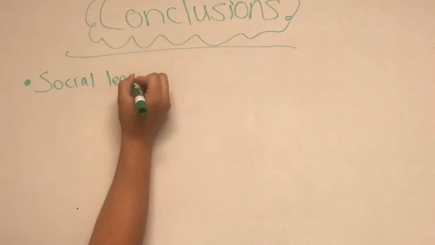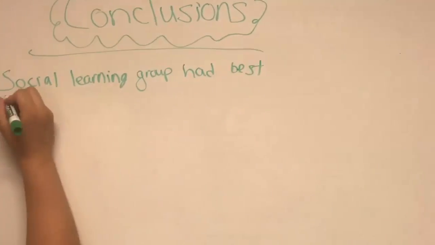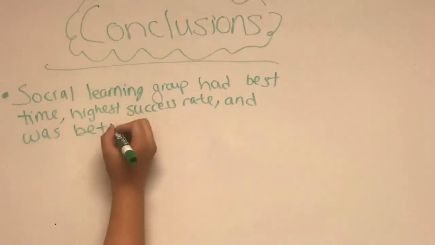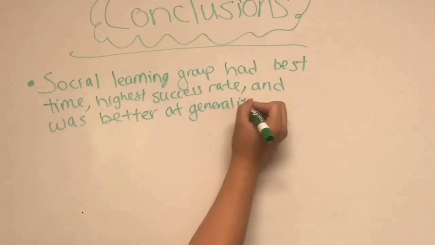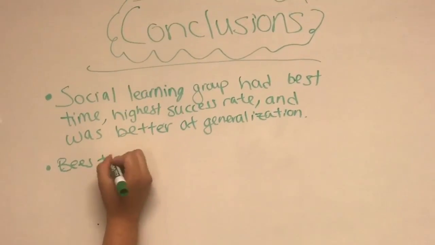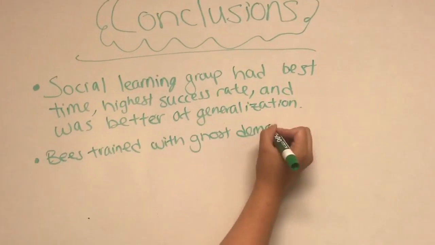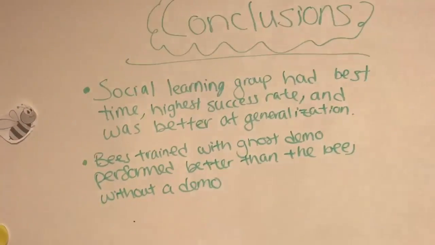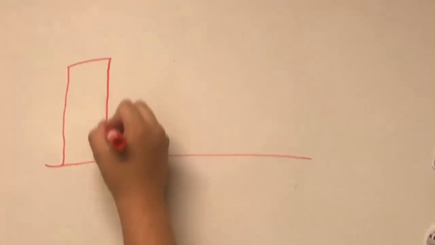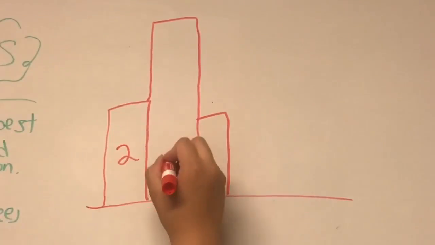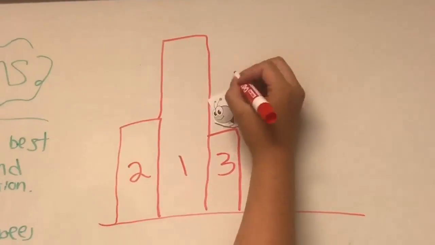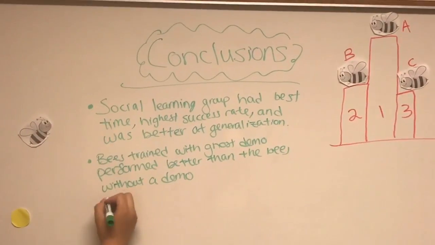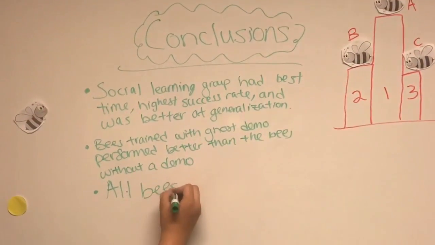The social learning group was the most successful across all trials and performed the task more quickly than the bees who learned by ghost demonstration and with no demonstration. This suggests that social learning or modeling was the most effective method for bees to learn this complex task. The bees that learned via ghost demonstration were also more successful than the bees with no demonstration in terms of time and success rate, suggesting that mirroring an action not performed by another bee was also an effective method of learning the task.